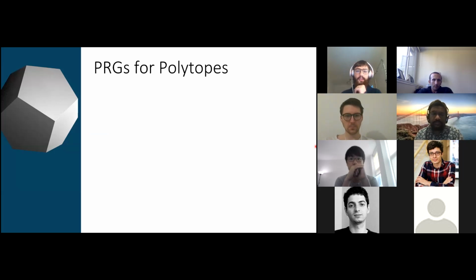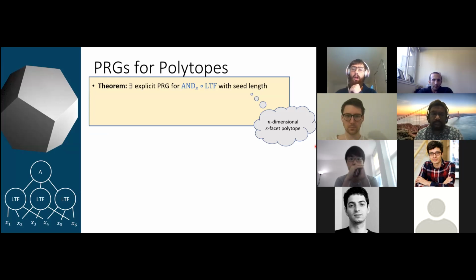So this mainly amounts to designing a pseudorandom generator for polytopes, which is like an AND of LTFs, an intersection of half spaces. Okay, so we design a new pseudorandom generator for this model, an intersection of S many LTFs. And it has a seed length that's roughly square root n times S plus log 1 over epsilon.